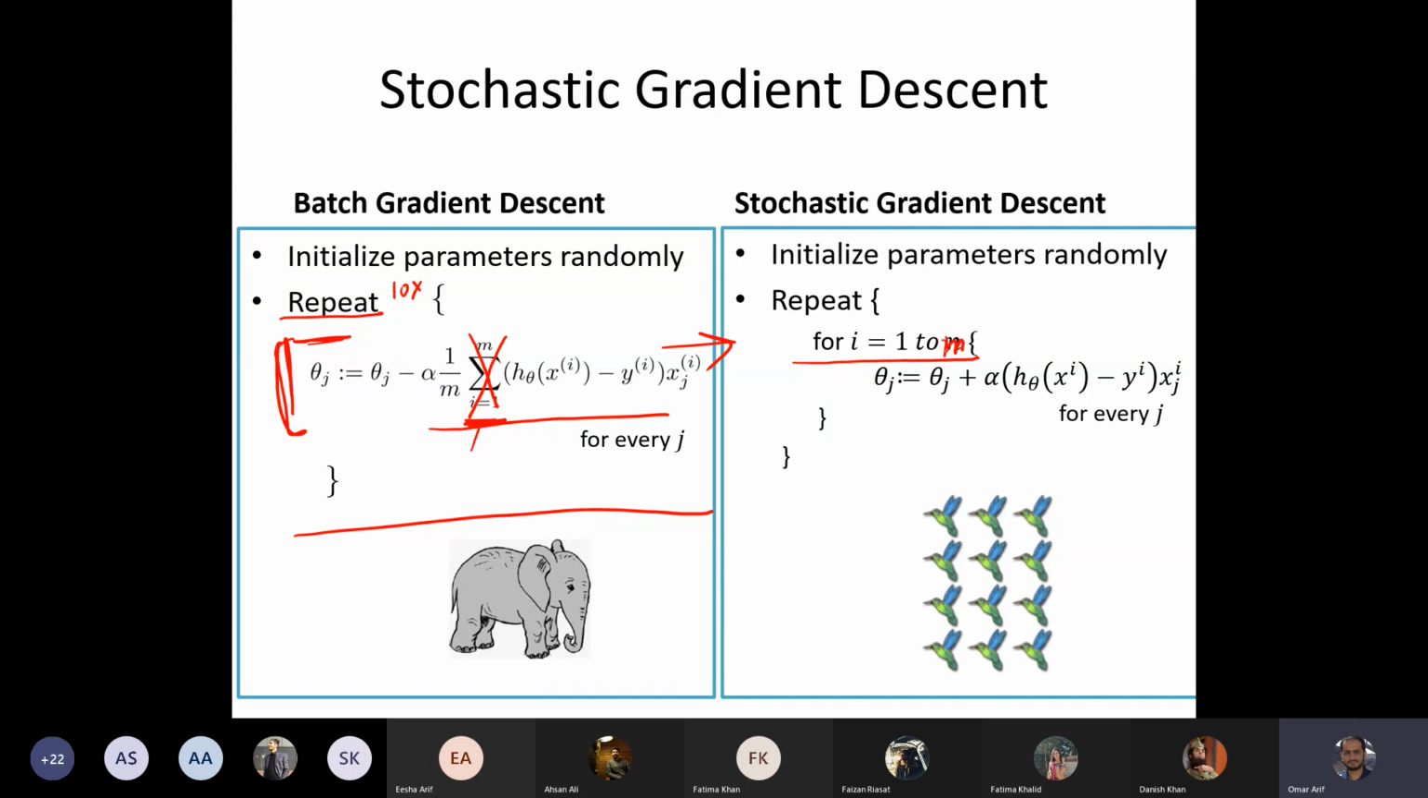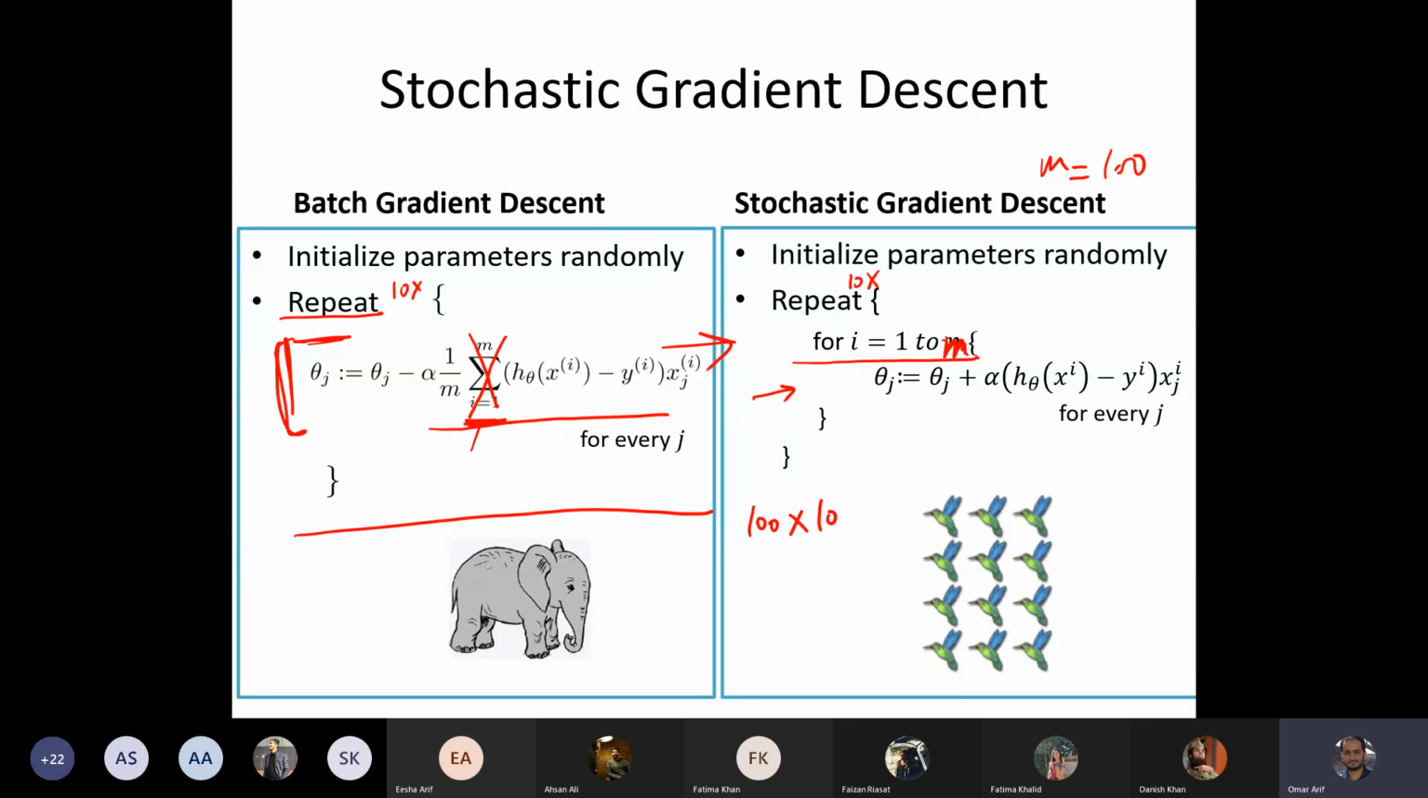Please make this correction. I will also upload the correct version, but you should know that this is m. So for i equal to 1 to m, I have to repeat this equation. What this says is if I am repeating this outer loop 10 times and I have 100 examples, then in total I will be doing 10 times 100 updates, so 1000 updates for each parameter.